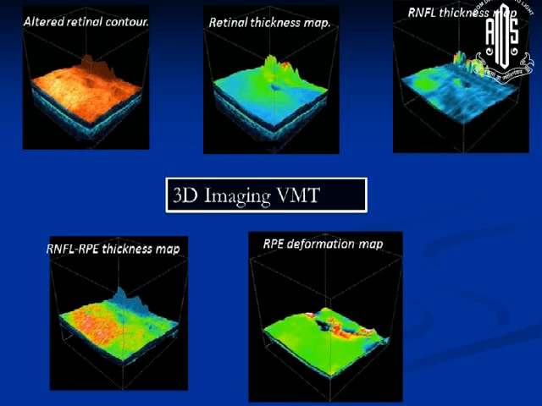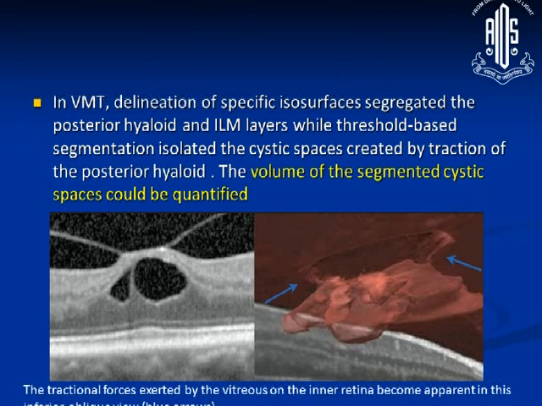That is the retinal thickening, RNFL, RPE thickness map, and RPE deformation maps. Another important thing in VMT is quantification of the cyst volume. Most often the structural changes may induce a cystoid macular edema. You can in fact quantify the cyst, how much the volume of the cyst is, and whether there is any connecting tissue between the cystoid spaces. You can see the cystoid spaces.